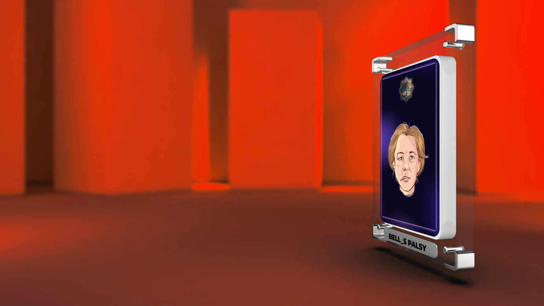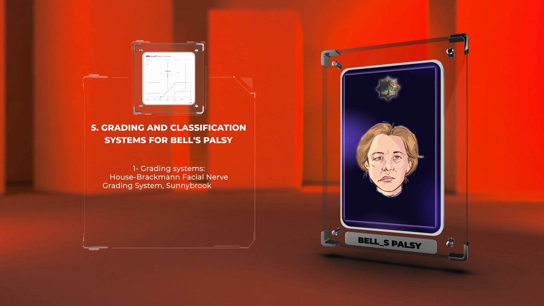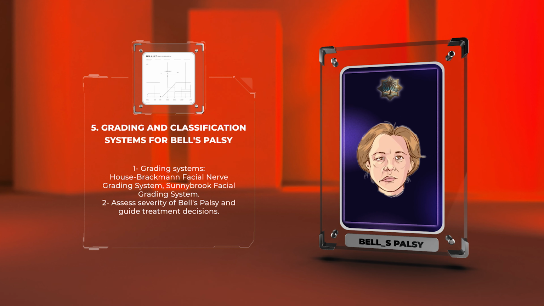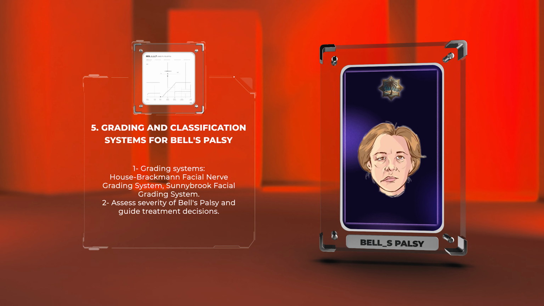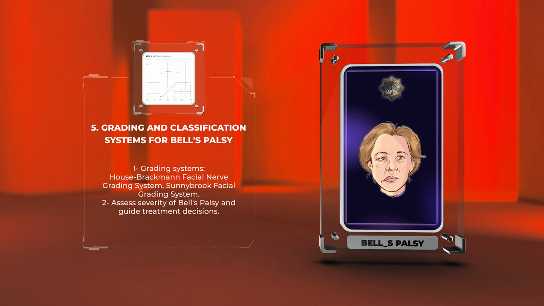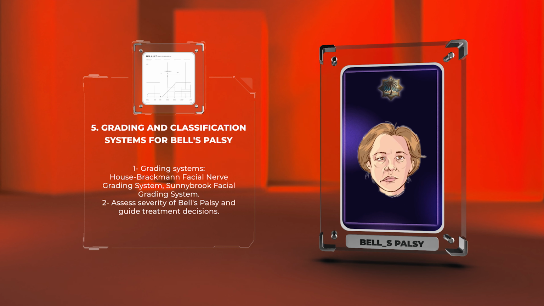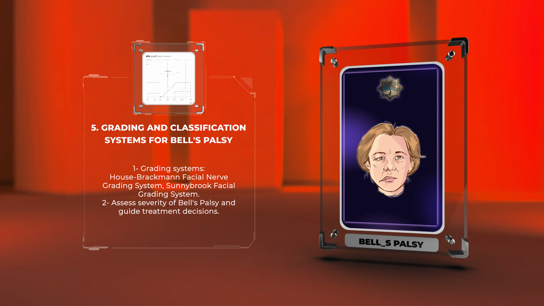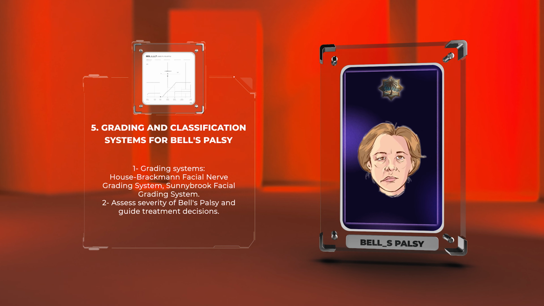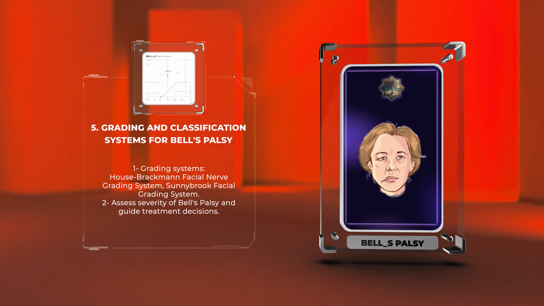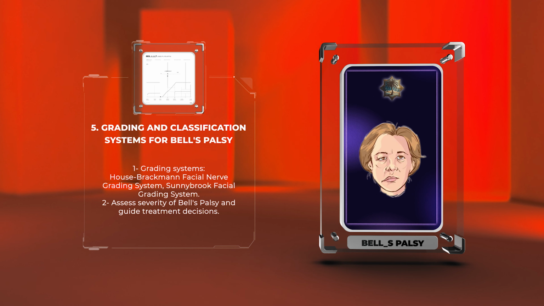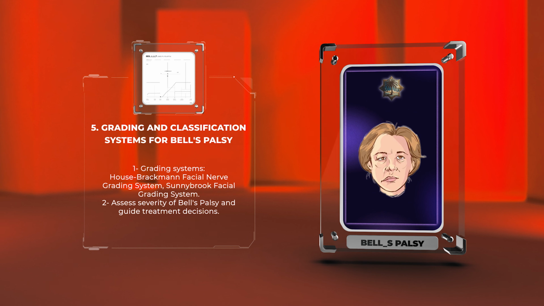Grading and classification systems are essential tools for assessing the severity of Bell's palsy and monitoring its progression. One commonly used scale is the House-Brackmann facial nerve grading system, which categorizes the severity of facial nerve dysfunction into 6 grades. Another system, the Sunnybrook facial grading system, provides a more detailed evaluation of facial movement. These systems allow clinicians to objectively assess the impact of Bell's palsy on a patient's facial function and guide treatment decisions.